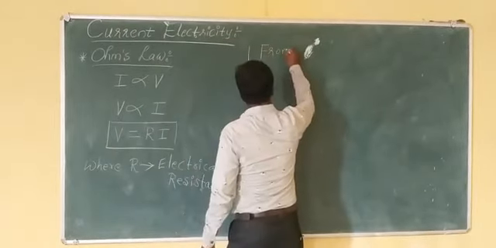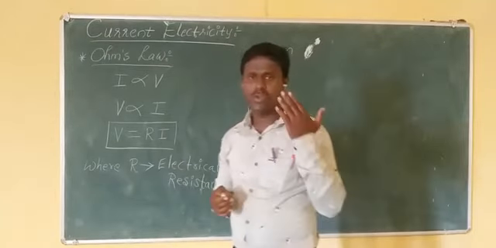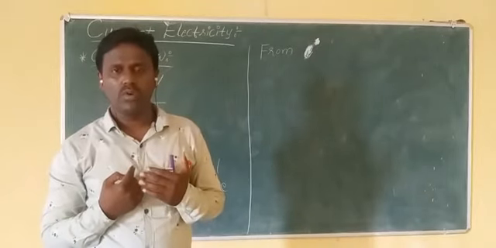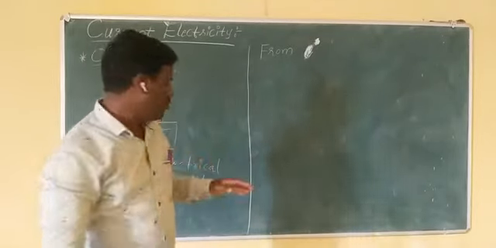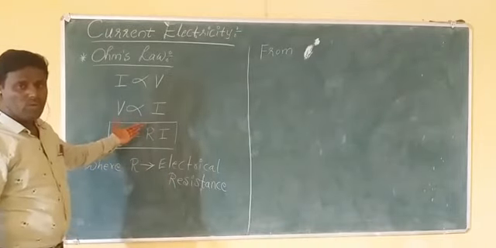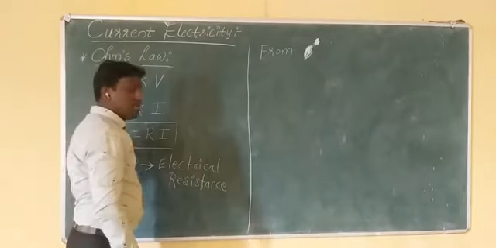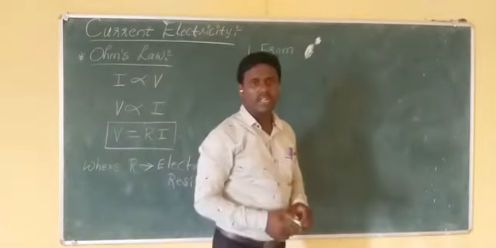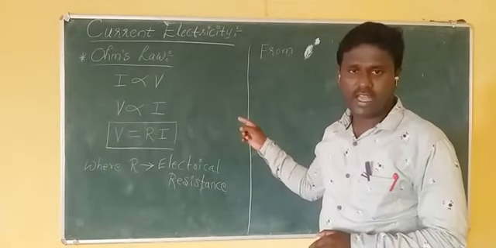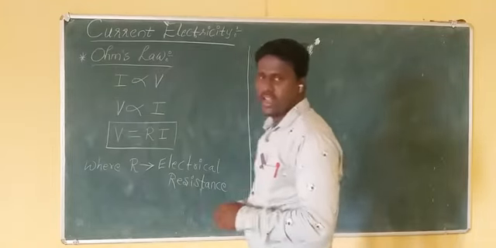So as soon as you hear Ohm's law, what should you remember? V equals IR, or V equals RI. Where V is potential difference, I is electric current, and R is electrical resistance.